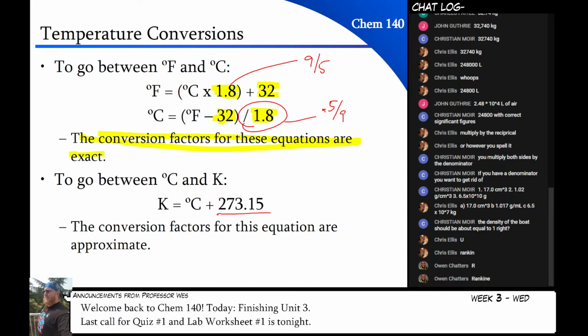Now down here, the conversion for Kelvin to Celsius is approximate because we are measuring Celsius along the Kelvin scale, which starts at 0. And the 0 for Celsius lands on 273.15 whatever. So sig figs will matter for this one. But here, these conversion factors will not affect your sig figs. What will affect your sig figs are the operations that you do. So be mindful that you are doing addition and subtraction with the temperature formulas.